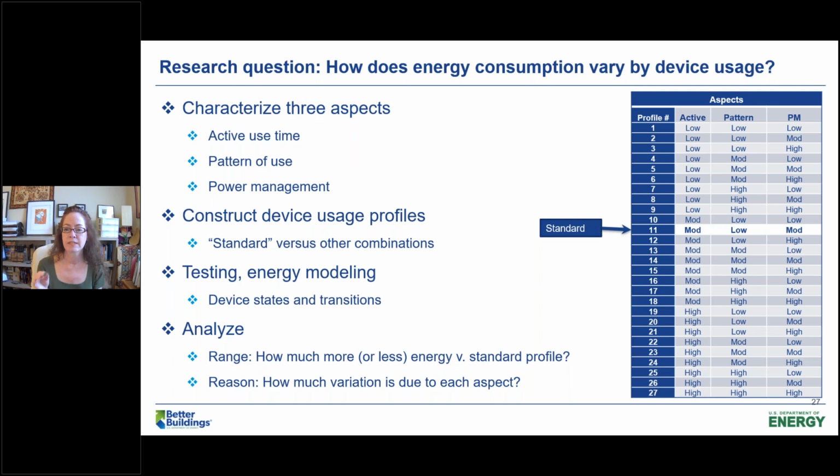The standard setting, or the standard profile, I mean, is moderate for active, so that's the average amount of use. Low for pattern, that's all at one time you do that. And then moderate power management, which is whatever the default setting is when it comes out of the box. And then we had a lot of discussion about what would be the normal behavior toward that device, and we had to make some decisions about what the variety of different ways that people could use that device would be. So now we have that standard profile, and then we have all the other combinations of those aspects of those levels, and then those provide all of the profiles that we're going to compare to the standard.